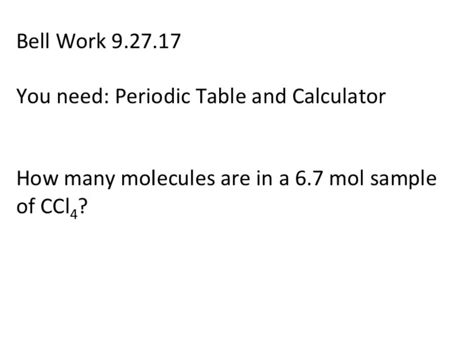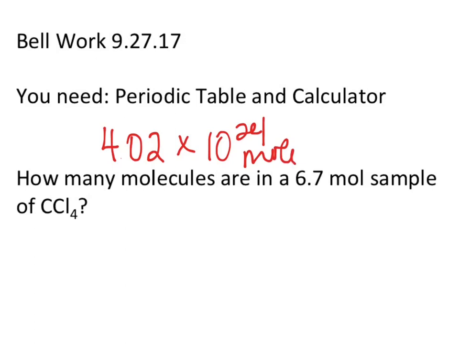Okay, Emily, what did you get? I got 4.02 times 10 to the 24th. Okay, let's work the problem, see if we are right. What did you say you got, Jamie? I got 4.03 times 10 to the 24th. Okay, so if you got 4.03, it's still right. It's all a matter of rounding.